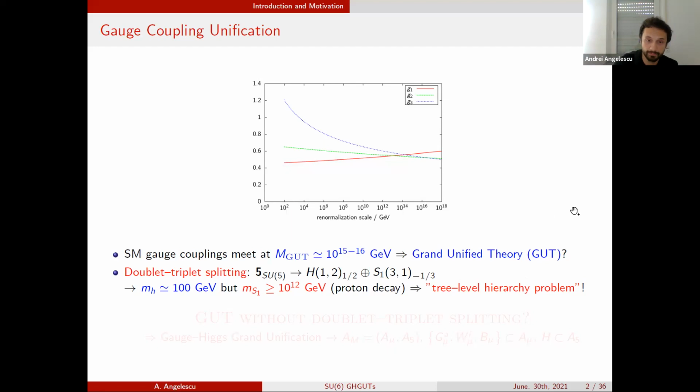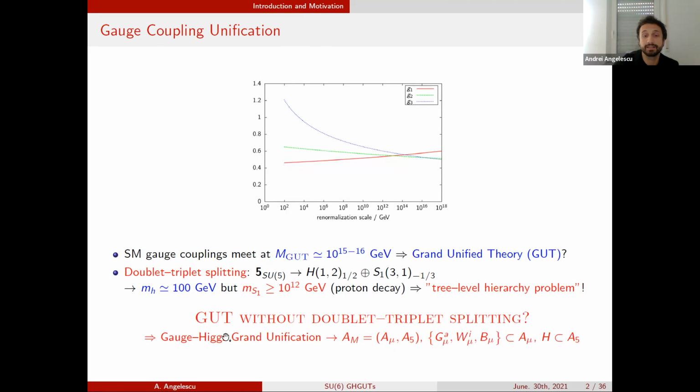What is nice about the Gauge-Higgs grand unification I mentioned earlier is that we can have grand unified theories while avoiding this three-level hierarchy problem, and while also explaining the problems I presented on the previous slide. So to say it again, the 5D gauge field has a 4D component, which we're familiar with, and a fifth component. And the idea is to embed the standard model gauge bosons into A mu, and the Higgs into A5 in some way, which I'll come to later.